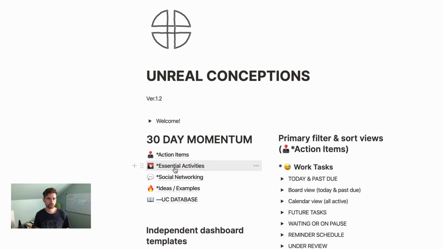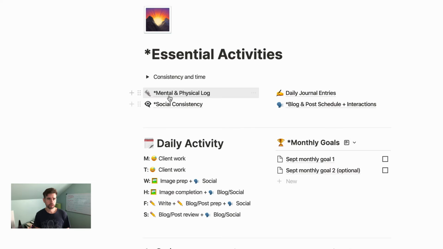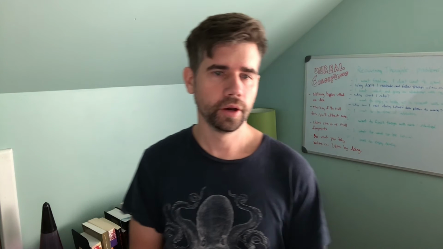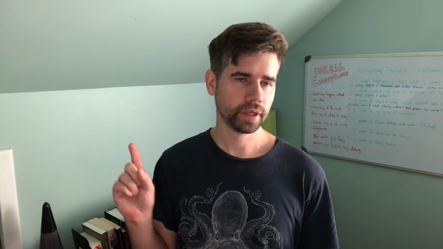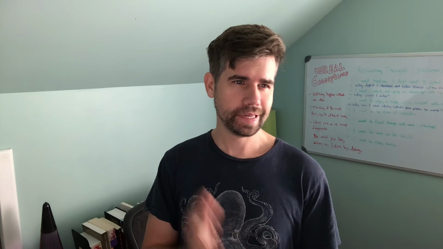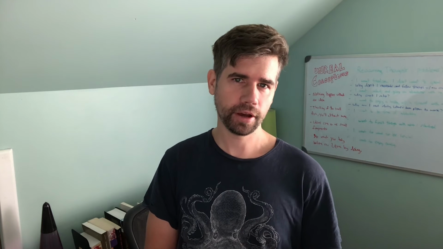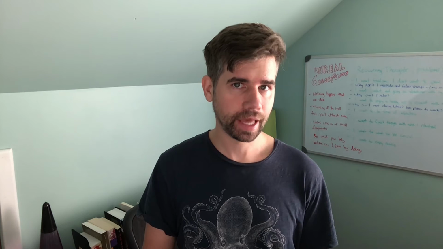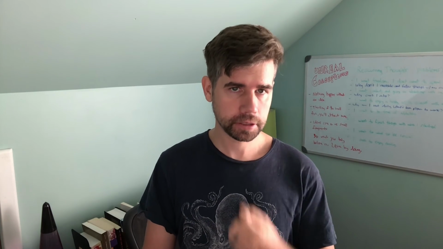Go back to your template and I'll show you what I'm talking about. You're going to see that the today and last week view is the default. So it's going to automatically hide last week's information. It's just going to keep moving with you so that you can just see how you're doing for that week. Okay, cool. So we've covered action items in the first part, right? We've covered essential activities, the mental and physical log. That's been covered. I hope you guys understand that. And now I want to get into the last 3 things under essential activities.